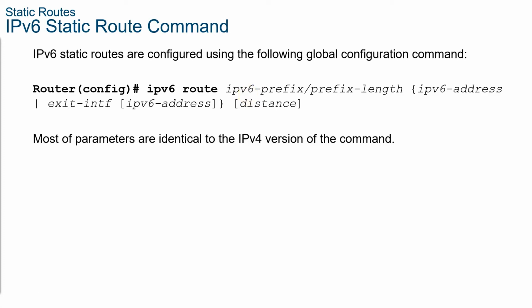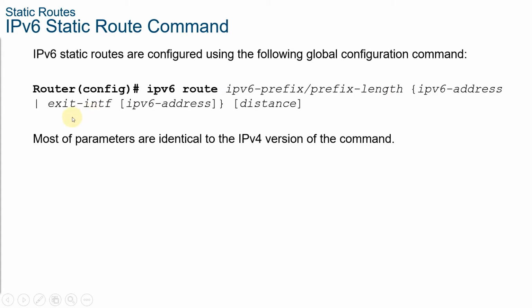For the IPv6 prefix, it identifies the destination IPv6 network address of the remote network to add to the routing table. Now, the prefix length identifies the prefix length of the remote network. Next would be the IPv6 address. It identifies the next hop router IPv6 address. This is typically used on broadcast networks like Ethernet. It could create a recursive static route where the router performs an additional lookup to find the exit interface, similar to that of IPv4.